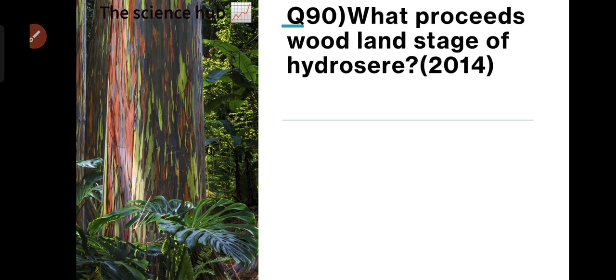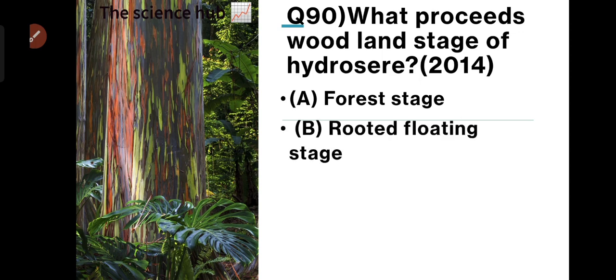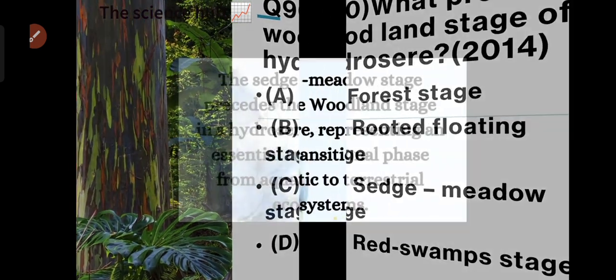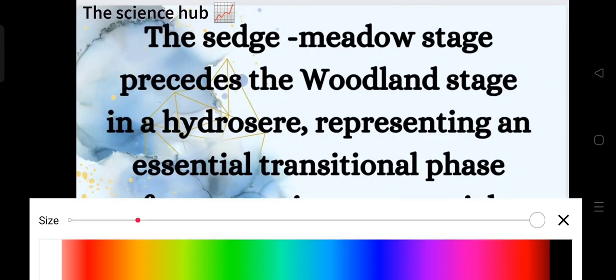So here our next question is, what precedes the woodland stage of hydrosere? Again we have four options and we have to find out the correct answer. So first option is forest stage, second option is rooted floating stage, third option is sedge meadow stage and fourth option is reed swamp stage. So at first let us discuss the solution for this question.